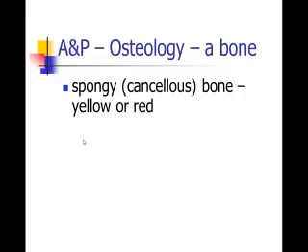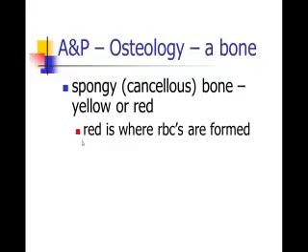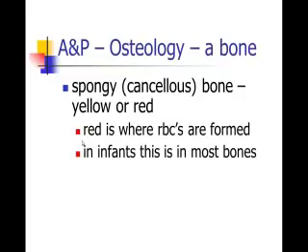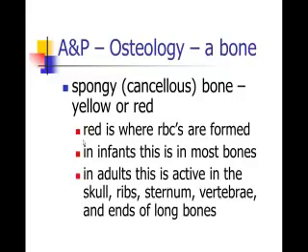Okay, so the spongy bone, cancellous bone, can either be red spongy bone or yellow spongy bone. The yellow spongy bone is going to be storing fat. The red is going to be where red blood cells are produced. In infants, the red spongy bone is found pretty much in all bones, most of the bones at the very least. But in adults, the sites where red blood cells are produced are more limited to the skull, ribs, sternum, vertebrae, and the ends of the long bones.